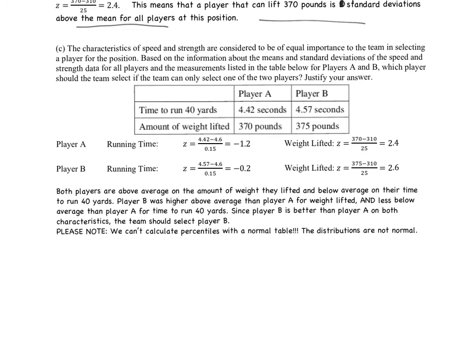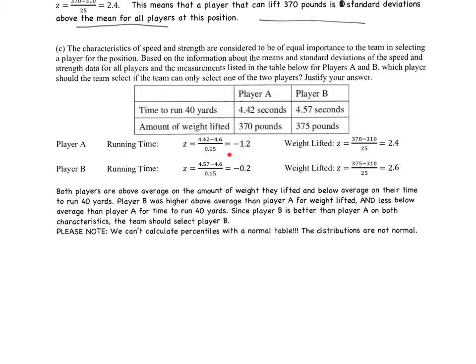Make sure you include the context of what we're talking about in this problem to ensure you get full credit. All right, so then in C, they give you the values for 2 players. They tell you their time to run the 40 and the amount of weight they lifted, and they want to know if they're only going to pick one of the 2 players, which player should they pick? Well, the idea would be take the means and standard deviations we've learned and figure out their z-scores. Because the z-score will tell you how they compare relative to the rest of the distribution and the mean for each of these characteristics.